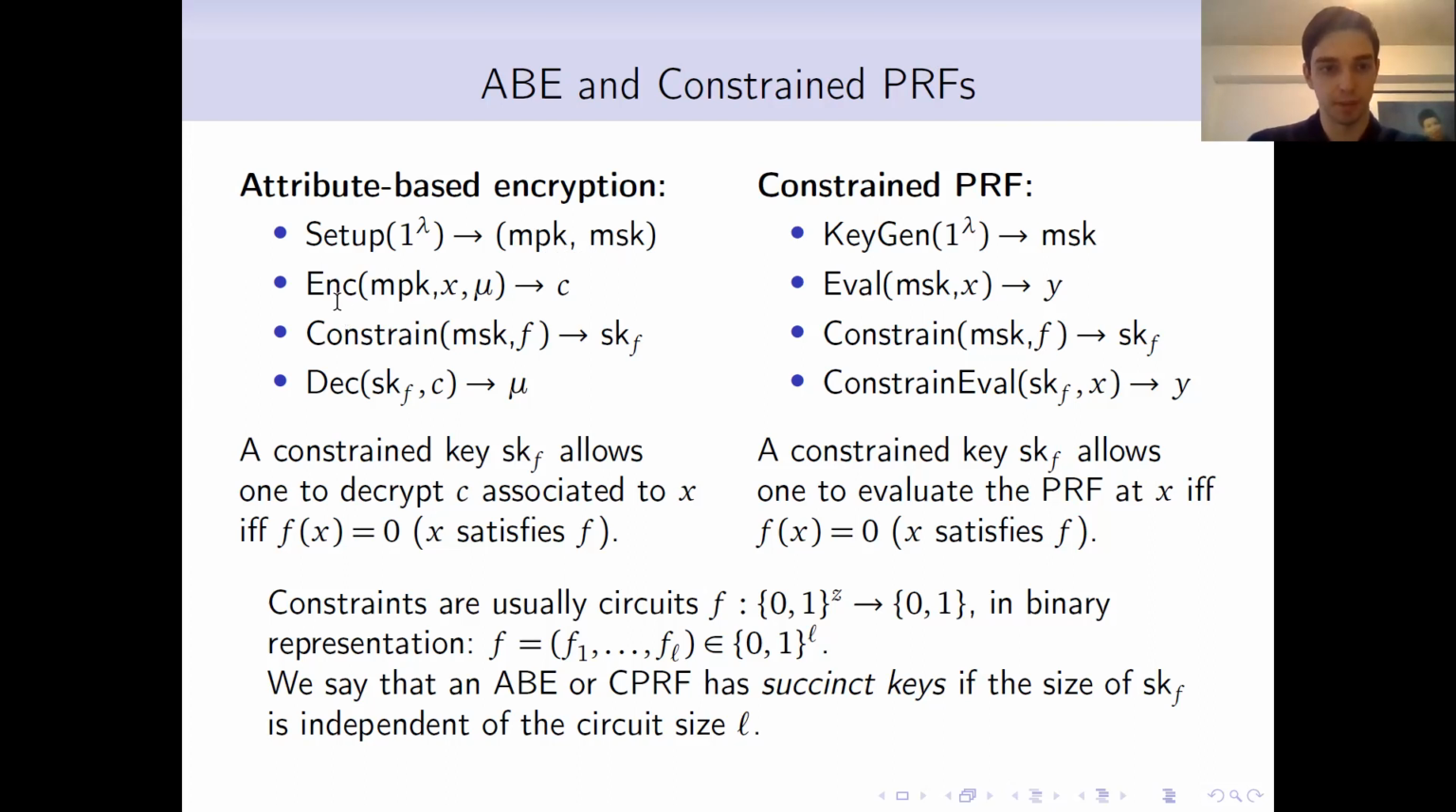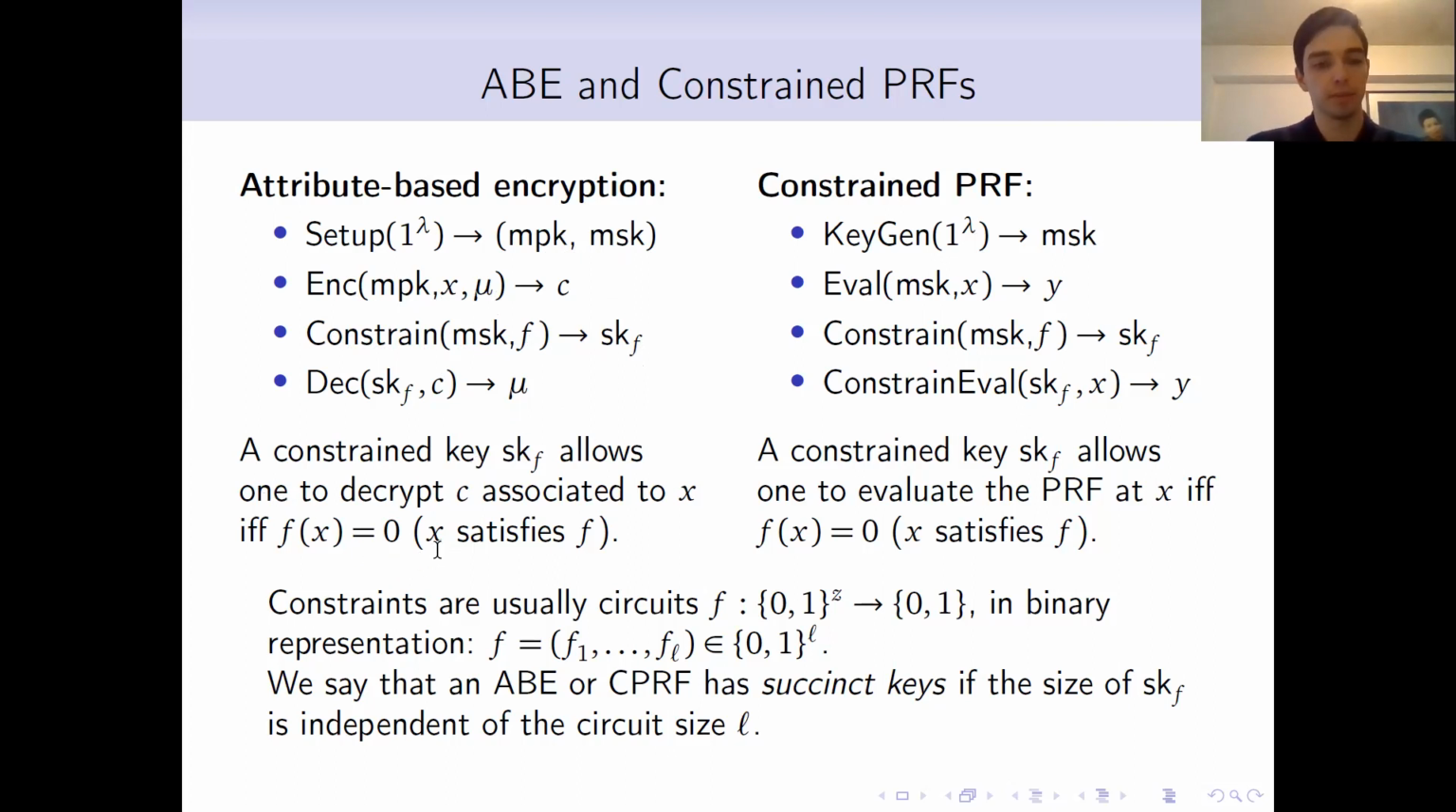The encryption algorithm uses the public key because we are in the public key setting, but it also exists in the symmetric key setting, and takes an attribute X and a message mu. So here encryption is always done with attributes which can be freely chosen. Then we have the constraint algorithm, which given a constraint F outputs a constraint key, and the decryption algorithm.